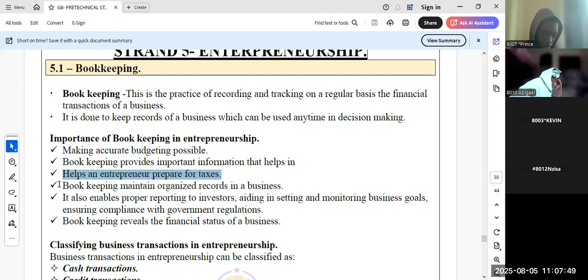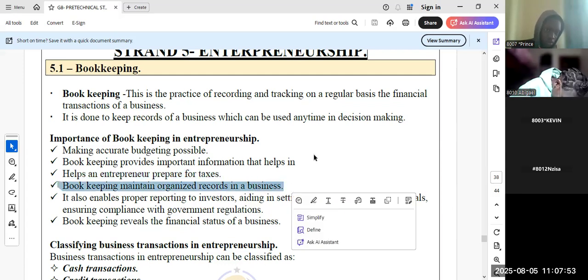Prince, take us through the next importance of bookkeeping. Bookkeeping maintains organized records in a business. Yes, bookkeeping maintains organized records in a business.